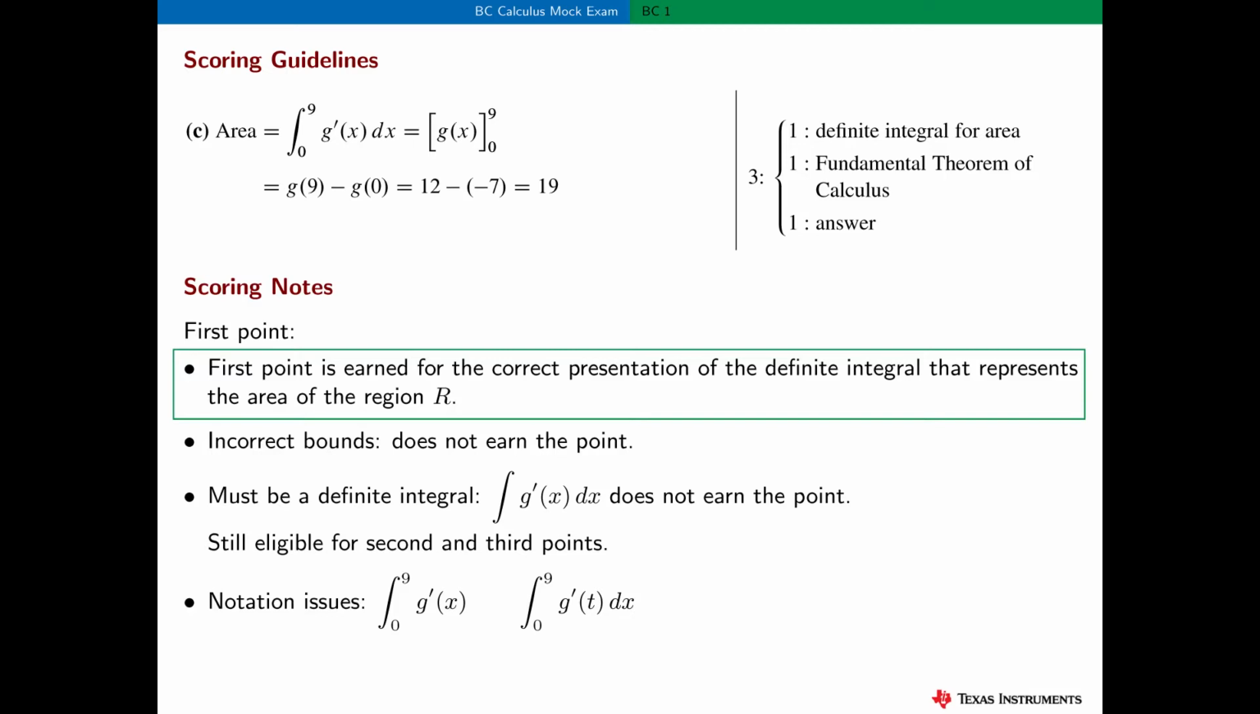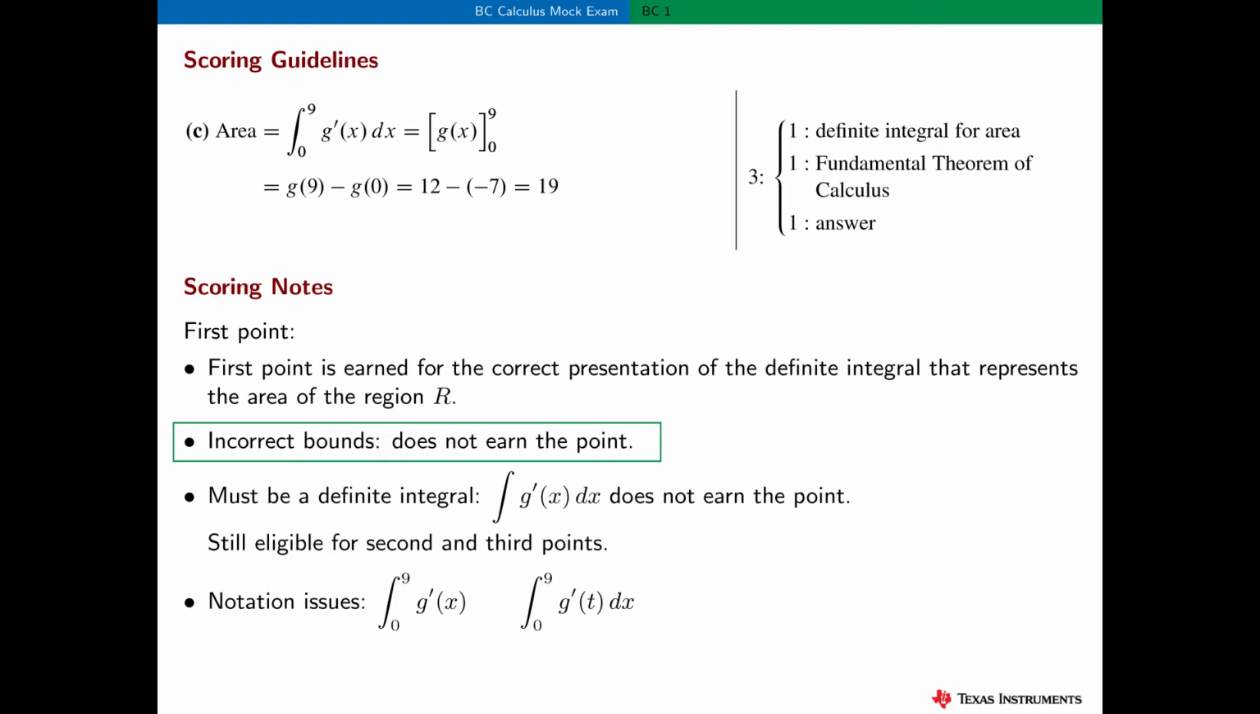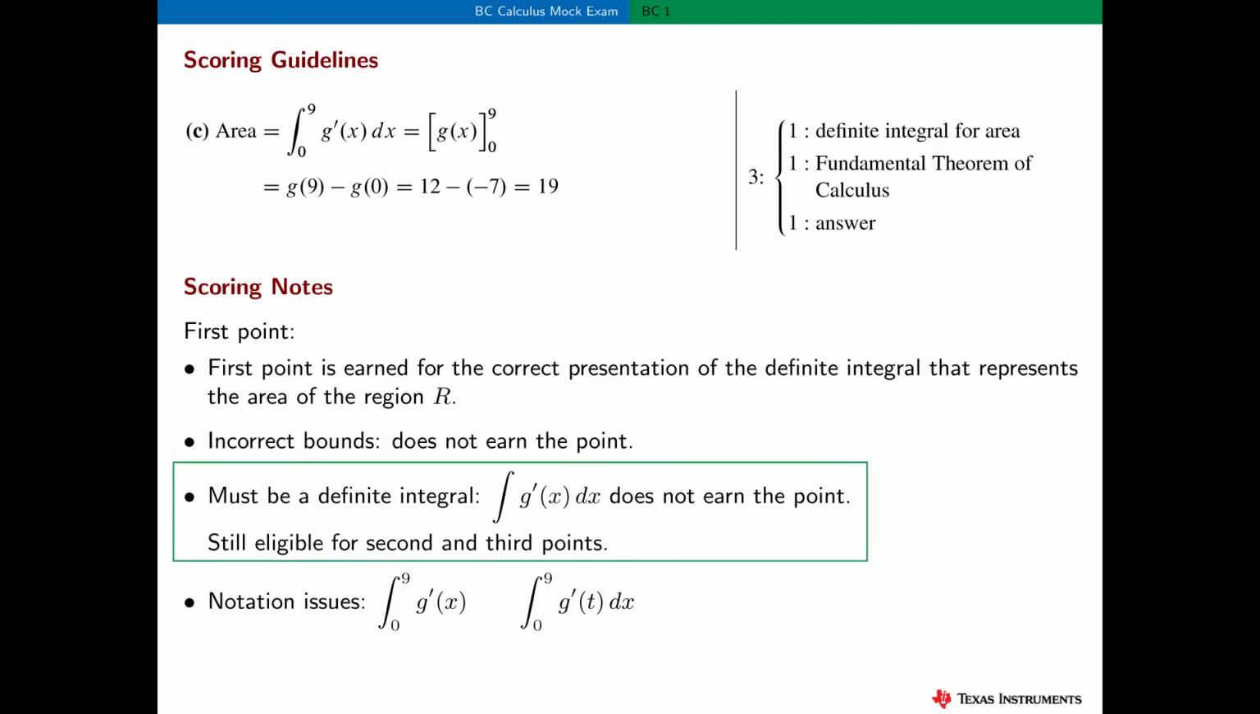Here are some interpretations of these guidelines to help understand how points are earned. The first point is a conceptual point and is earned for the correct presentation of the definite integral that represents the area of the region R. If the student presents a definite integral with incorrect bounds, they do not earn the first point. And they must present a definite integral to earn the first point. An indefinite integral does not earn the point, but the student is still eligible for the second and third points.